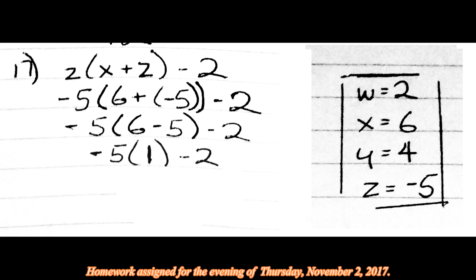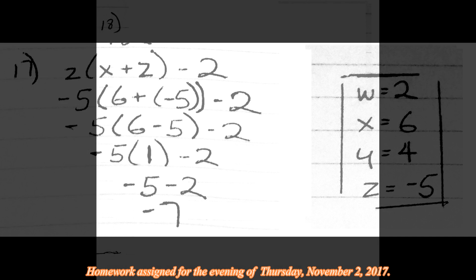That becomes -5 times 1 minus 2. Then you do your multiplication. -5 minus 2. And remember, if you are subtracting a negative, you end up more negative, so you get -7. So subtract a number from a negative, the negative number moves further to the left on the number line.